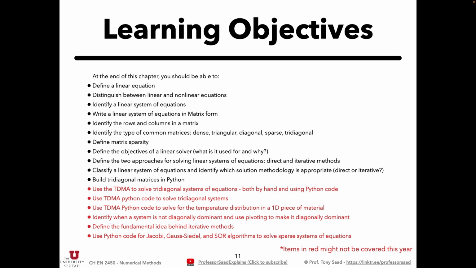What it's solving is a different discussion, but then you take that matrix and make arguments and do reasoning on the matrix alone without thinking of the linear system. That's the power of it. Identify rows and columns in a matrix. If I tell you what is coefficient A 5, 4 in the matrix, you should be able to know this is row 5 and column 4. Identify the type of common matrices. We're going to look at dense, triangular, diagonal, sparse, upper triangular, lower triangular, tridiagonal, pentadiagonal matrices.